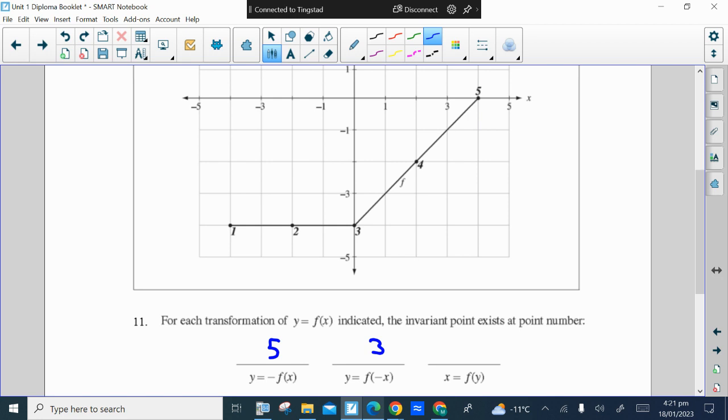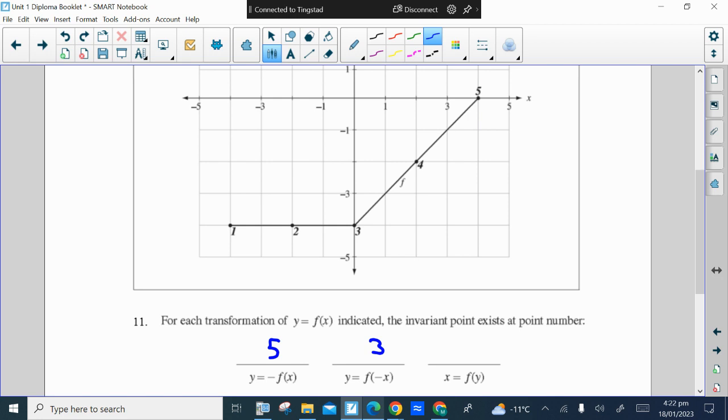X equals f at y, that is one of the notations we saw for the inverse. And when you take the inverse of the graph, the invariant points will be on the line, I should say, y equals x. Because we learned that the inverse is a reflection of the original function about the line y equals x. So whenever a graph reflects about a line, the points that are on that line are invariant. That's what we did for the first two answers to this question. No different with the inverse. Reflections about the line y equals x, so that's where our invariant point is.